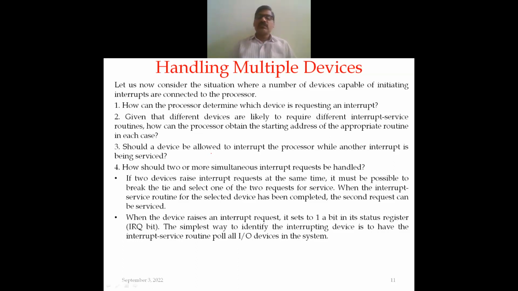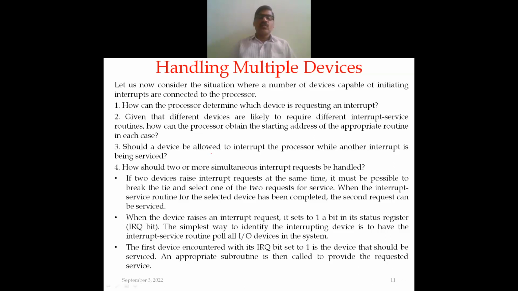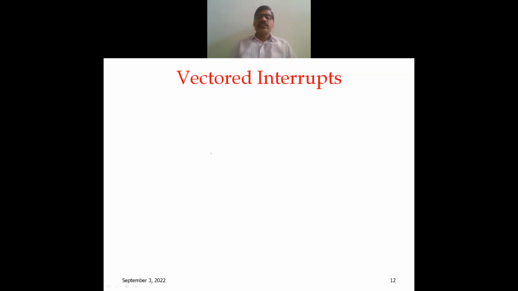The simplest way to identify the interrupting device is to have the interrupt service routine poll all IO devices in the system. The first device encountered with its IRQ bit set to 1 is the device that should be serviced. An appropriate subroutine is then called to provide the requested service. For this we have a mechanism called the vectored interrupts mechanism.